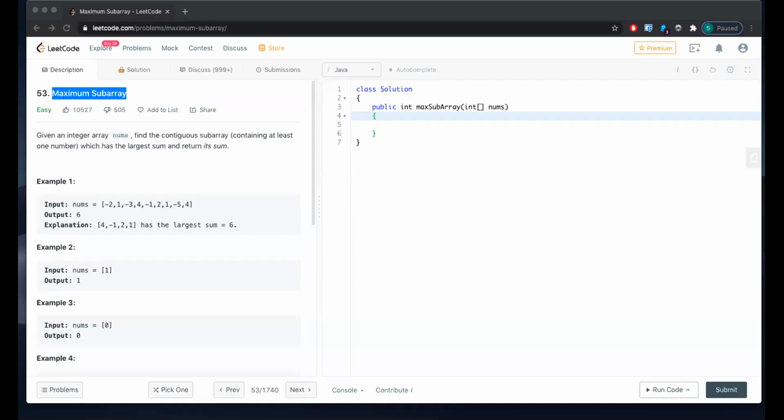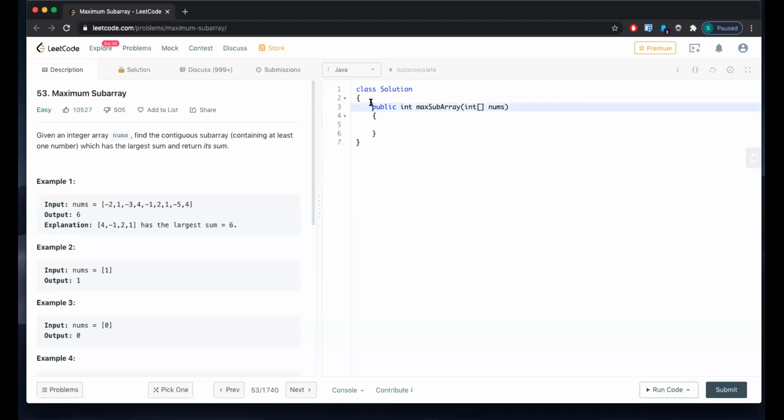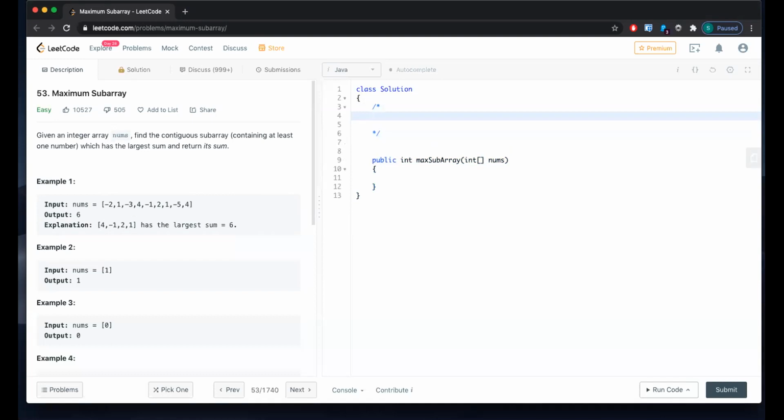So let's see. The intuition was something like this, right? I'll paste the intuition first, and we'll go after the code. So the question says, given an integer array nums, find a contiguous subarray containing at least one number which has the largest sum. Contiguous means it has to be next to each other. So my idea is, let's start at the first index, and let's move and check.